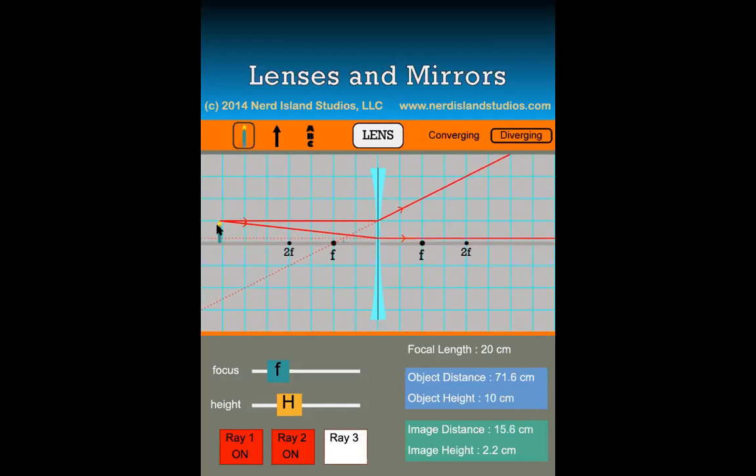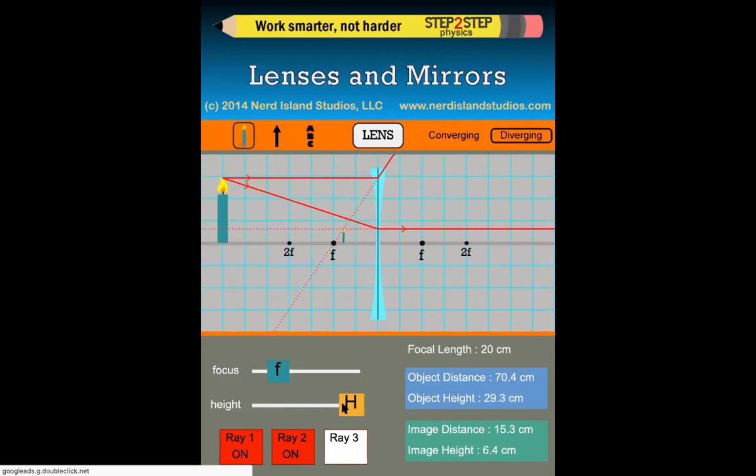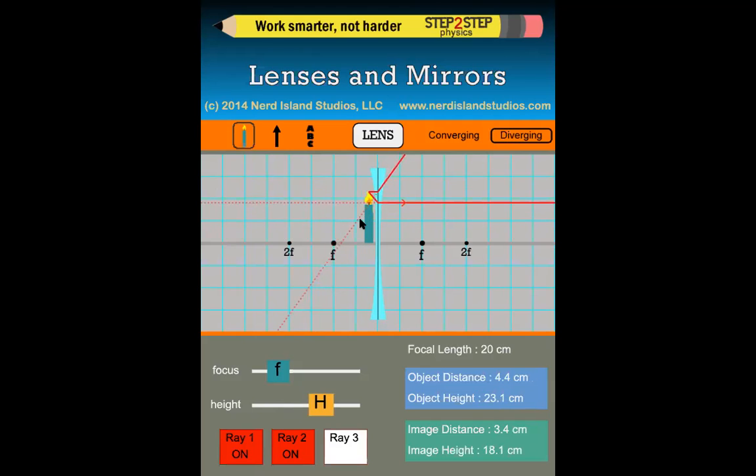Further away the object is, the smaller the image is. Right, I can make my object bigger, but the same idea. Right? The further away I get, the smaller the image gets. So the image is always virtual. Okay?